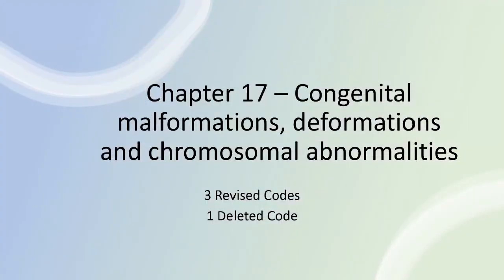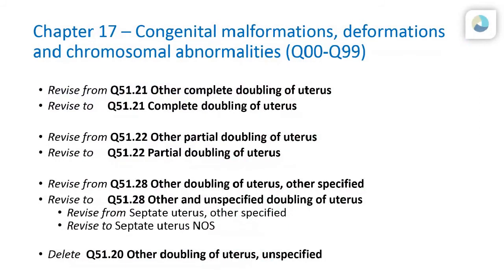Chapter 17, congenital malformations, deformities, and chromosomal abnormalities. 3 revised codes, 1 deleted code. So here's the revised. They simply revised the Q51 code that said other complete doubling of uterus to complete doubling. Same thing with other partial to partial, other doubling to other and unspecified. And then they deleted Q51.20.